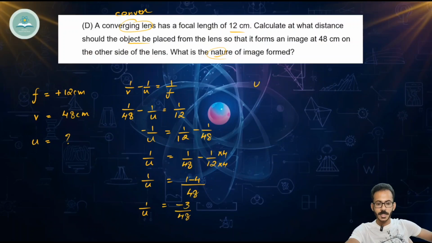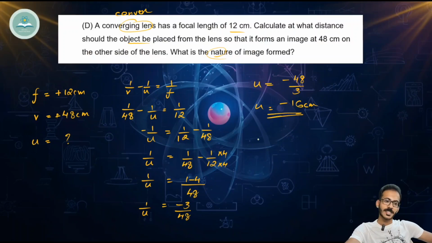If I take the reciprocal on both the sides, U is equal to minus of 48 by 3. 3 will go 1 time in 4 and 3 will go 6 times in 18. So U is minus 16. Everything is in centimeter, so here it is also centimeter. So object distance is minus 16, which is on the left side of the lens, and image distance is plus 48, which is on the right side of the lens. So we are getting an image on the right hand side.